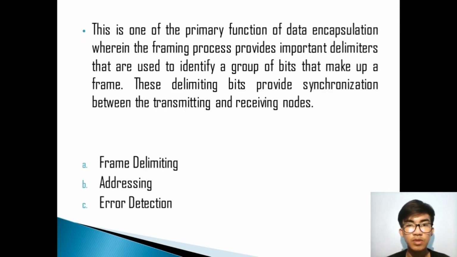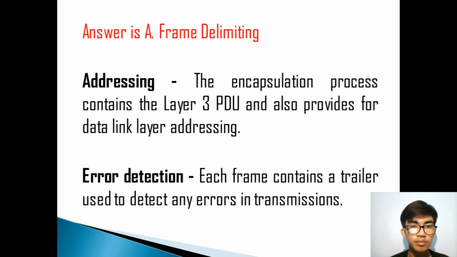This is one of the primary functions of data encapsulation, wherein the framing process provides important delimiters that are used to identify a group of bits that make up a frame. These delimiting bits provide synchronization between the transmitting and receiving nodes. Choices: frame delimiting, addressing, and error detection. What do you think, guys, will be the answer? The answer is frame delimiting.